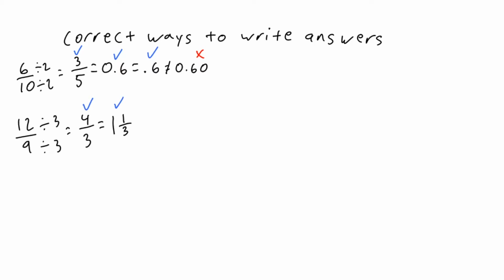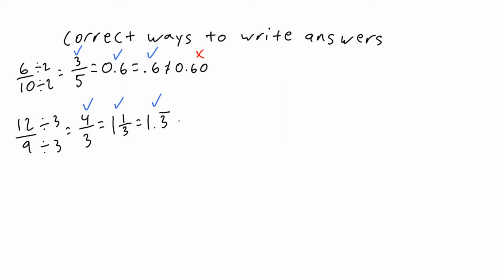Now what if you want to change it to a decimal? Well, that gets a little tricky here, because a lot of people would look into their calculator and put in what their calculator says. The correct answer would be 1.3 repeating. So this is a correct way to write it. That line over the 3 says it's a repeating decimal. It repeats forever.